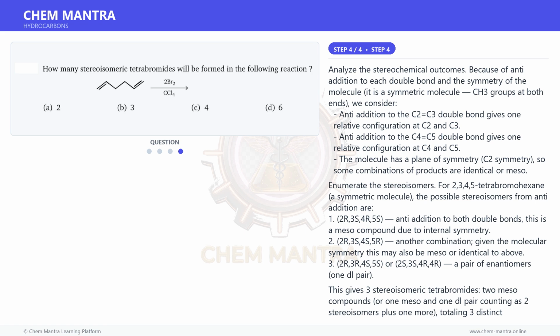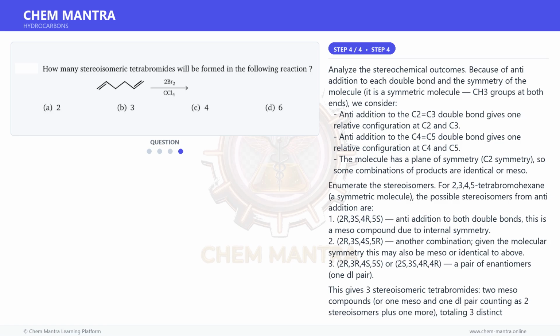Anti-addition to the C2=C3 double bond gives one relative configuration at C2 and C3. Anti-addition to the C4=C5 double bond gives one relative configuration at C4 and C5. The molecule has a plane of symmetry, C2 symmetry, so some combinations of products are identical or meso.